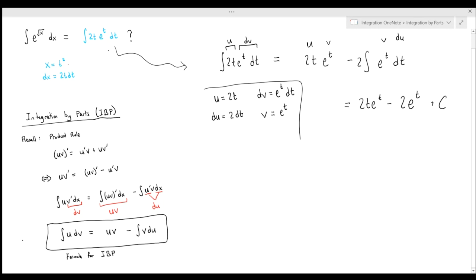So the last thing I might do is over here. If I wanted to switch back to the original variable x, I would just rewrite t as square root of x and plug that in over here at the end. So replace t with the square root of x. So then this will give us the final answer for the integral of e to the square root of x dx, all right?